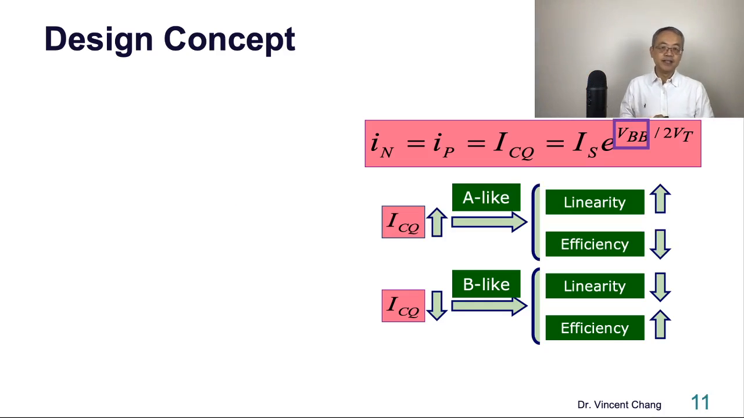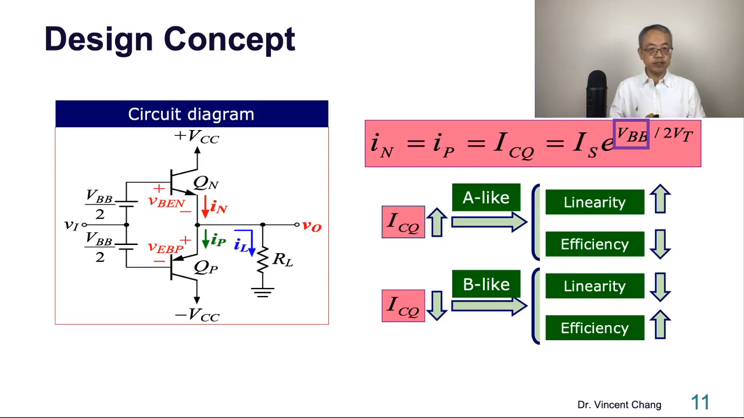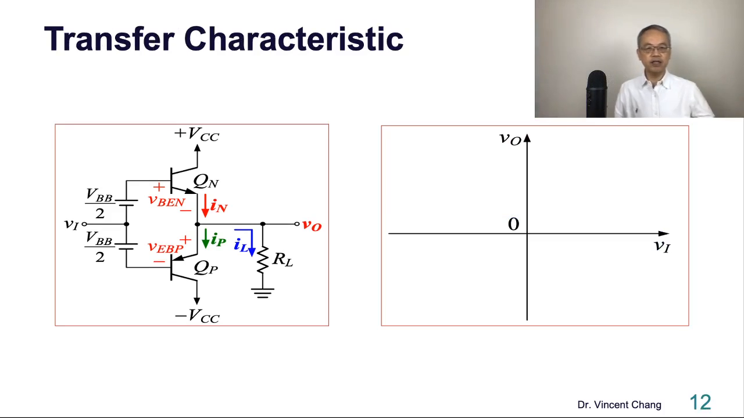All right? So it's your decision. It's your call to decide what kind of bias you want to set up, what kind of DC bias level you want to choose. So there's a trade-off between linearity and efficiency. That's the concept. Very, very important concept.